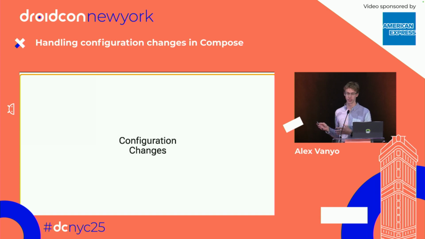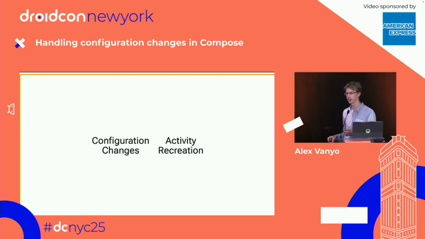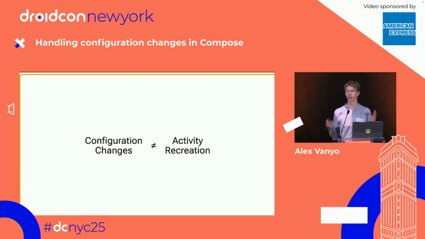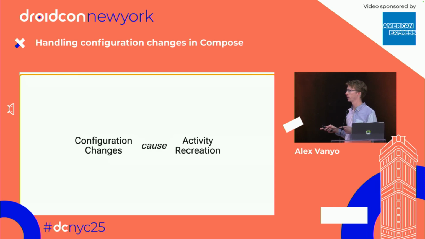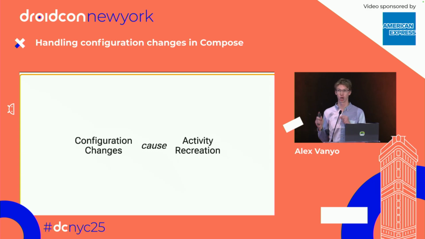And this is important because another very related concept to configuration and configuration changes is activity recreation. Now, these two things are not the same thing. They're very related, but I want to put a difference in your mind of not referring to these things as the same, especially once we start actually changing how they relate to each other. So their actual relationship is that configuration changes cause activity recreation. By default, when a configuration change happens, your old activity is destroyed and then recreated with the new configuration.